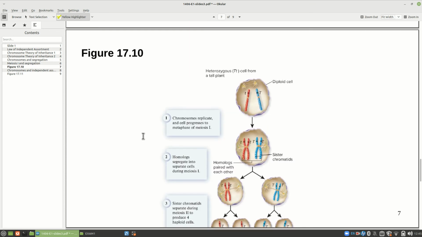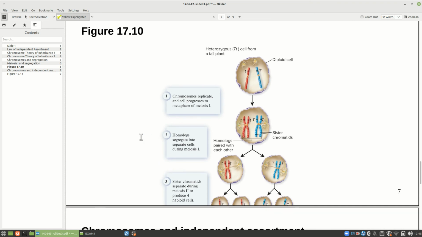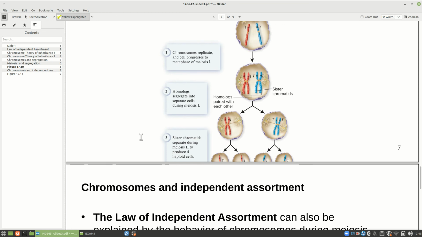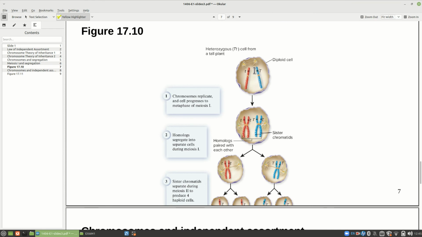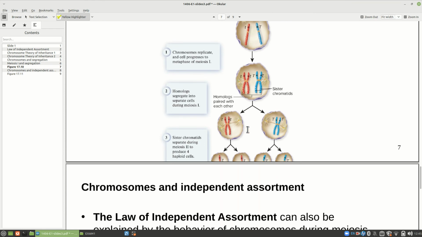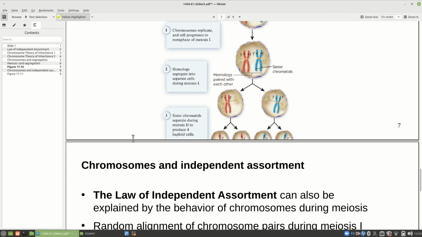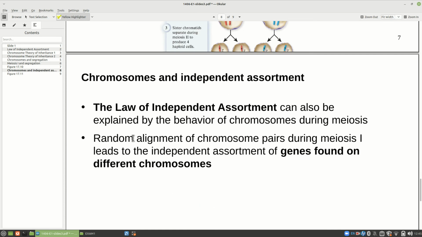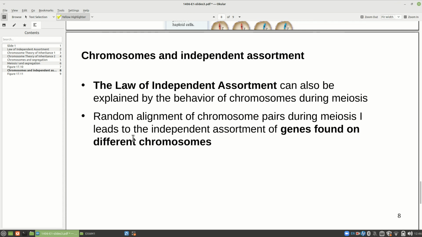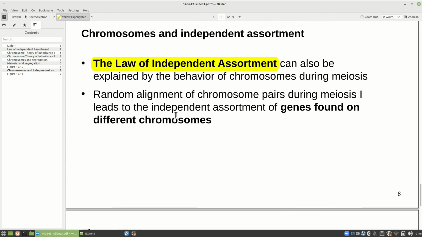In the book, figure 17.10 gives just a general idea of what's going on, so that you can understand how everything segregates. One of these diploid cells ultimately forms 4 gametes here. So keep that in mind. Next, the chromosomes in independent assortment. So you have this law, and here is a nice law to remember. Maybe there will be a multiple choice question or something on that law. I'm not going to ask you to state that law, but just generally know that law.